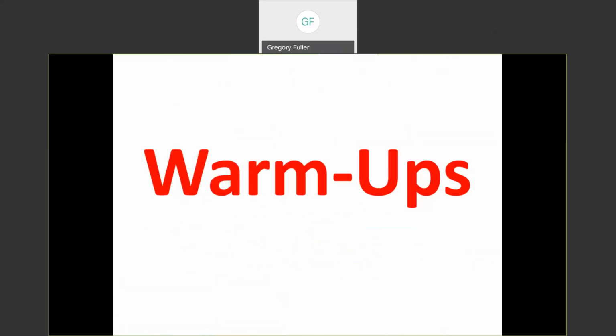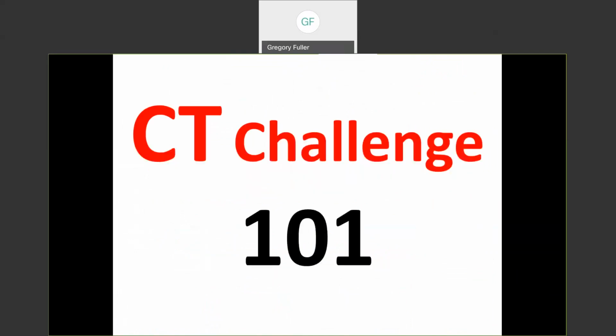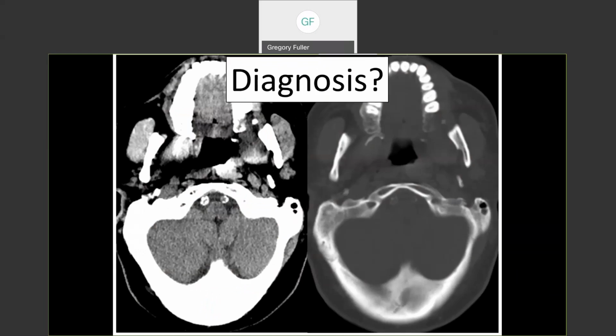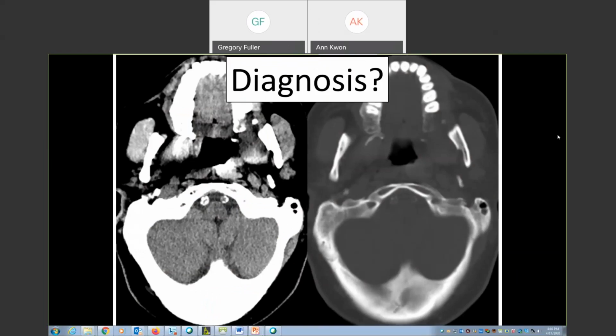We always do warm-ups. This is very important before we get to the more challenging cases. So let's start out with something easy. CT Challenge 101. Basic stuff here. Diagnosis. You can use the chat function to let me know what you're thinking. Again, for a radiologist, even a non-neuroradiologist, a so-called body radiologist, I think this is not much of a challenge, but it's a nice case.